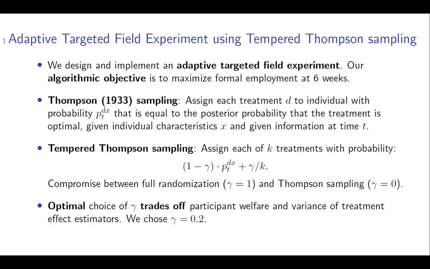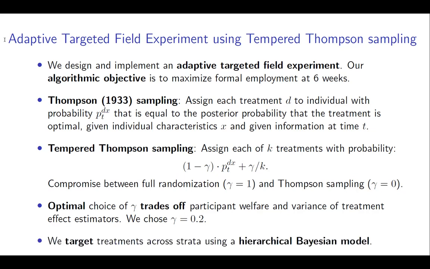Famously, Thompson sampling involves assigning each treatment to an individual with a probability that equals the posterior probability that that treatment is optimal. The posterior probability given both individual characteristics and all of the information available at a given time t. In order to condition on those individual characteristics, we use the 16 strata that I described previously, and we use a hierarchical Bayesian model.